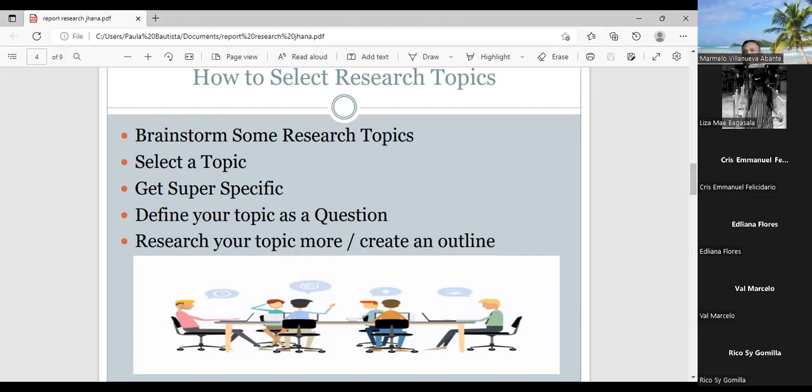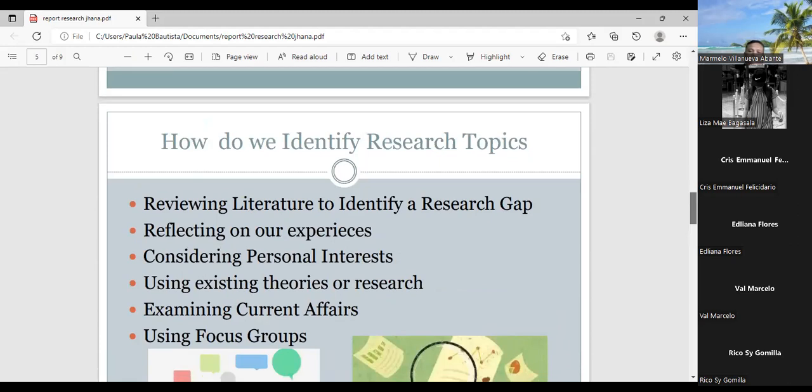Next is how do we identify research topics? We identify research topics first by reviewing literature. By conducting a literature review, such as a systematic one, you can identify gaps in the literature that need to be addressed by research. Then reflecting on our experiences. We consider yung experiences natin or the problems we face, so we can highlight numerous research topics. Like yung sa akin, yun nga yung na-experience ko sa business, kaya yun yung medyo napili kong topic.